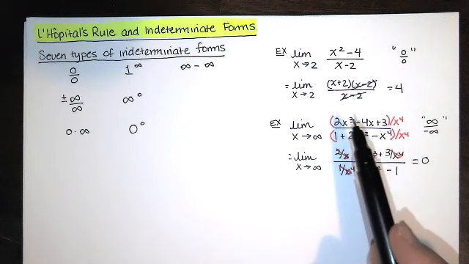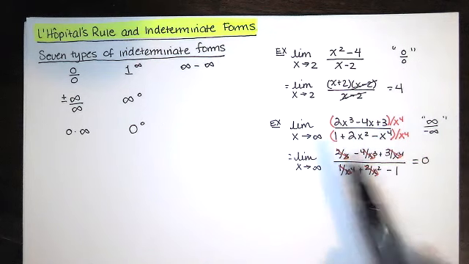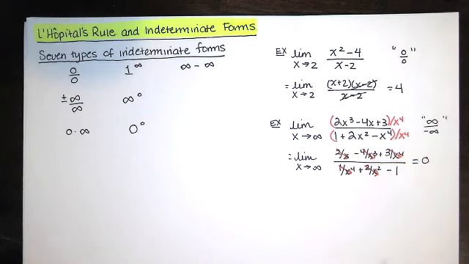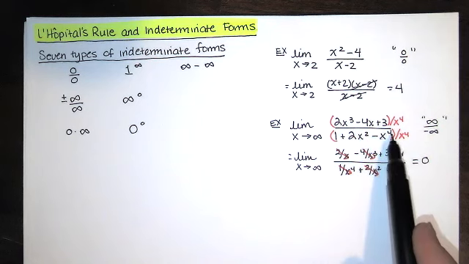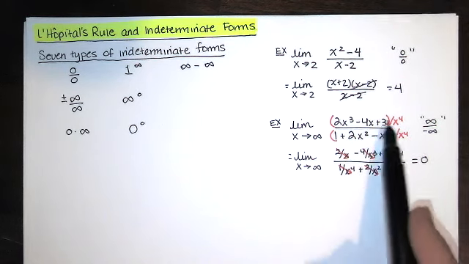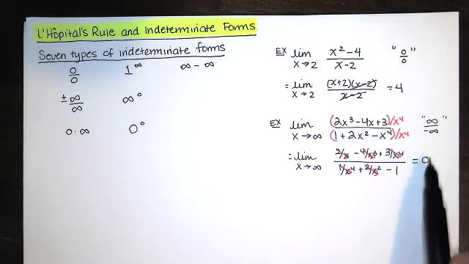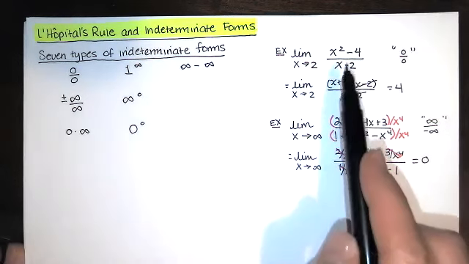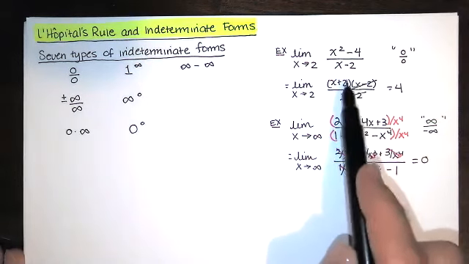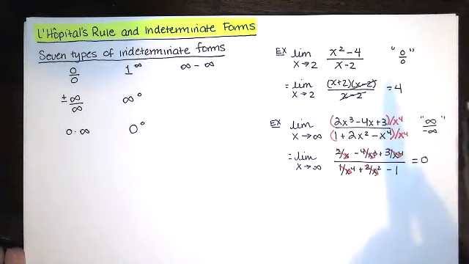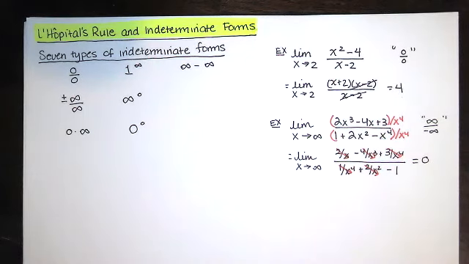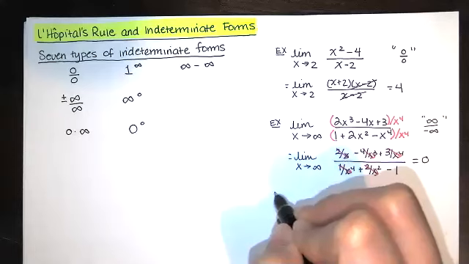And now if they're approaching infinity and negative infinity at the same rate, we might get a constant. In this case, this one was approaching negative infinity faster than this one was approaching infinity, and so we got 0. Here, the numerator and denominator were approaching 0 at the same rate, and so we got 4. Here's another example.